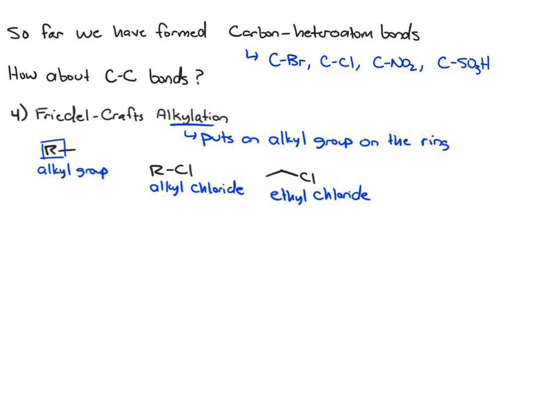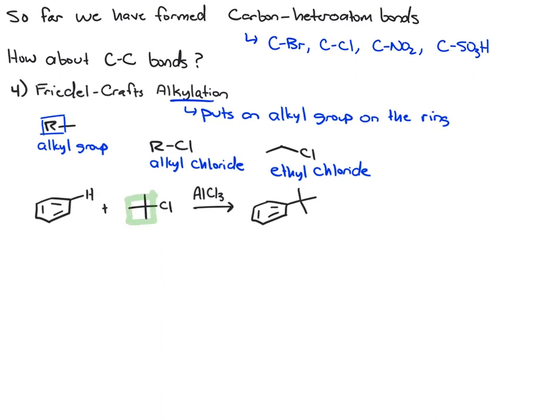So let's take a look at this Friedel-Crafts alkylation where we put an alkyl group on the ring. And I'm going to start with benzene. And I'm going to use tert-butyl chloride as my alkyl chloride. Now, this also requires a Lewis acid catalyst. We use aluminum trichloride. It's very similar to the iron trichloride that we used before. And the product of this is going to be tert-butyl benzene. So all we've done is we've put this tert-butyl group on the aromatic ring.